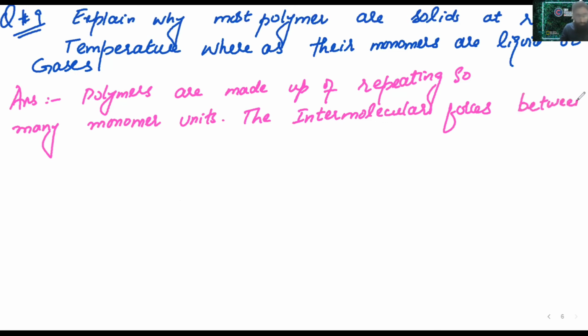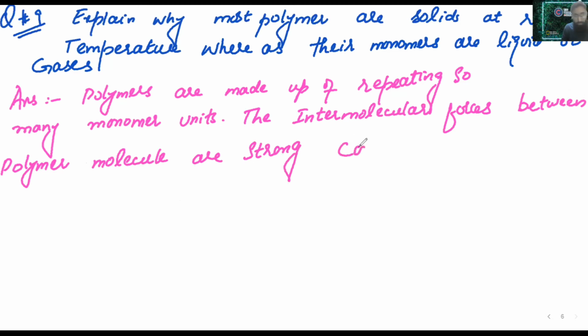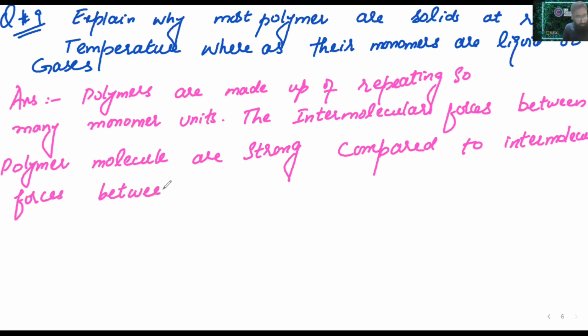between polymer molecules are strong compared to intermolecular forces between small molecules. That is the reason polymer molecules are solid at room temperature and their monomer units are usually liquid or gases.